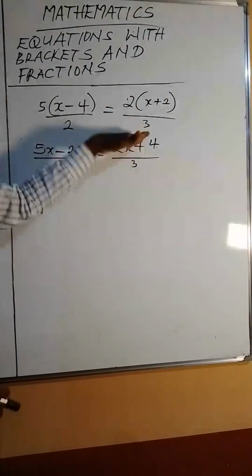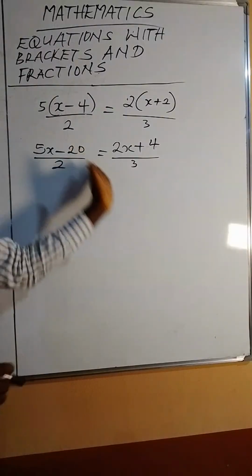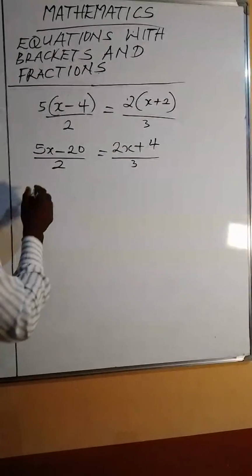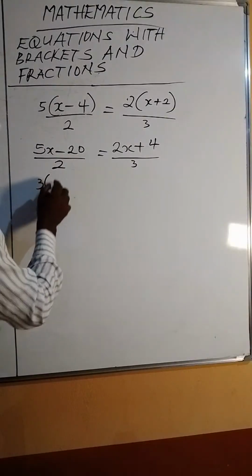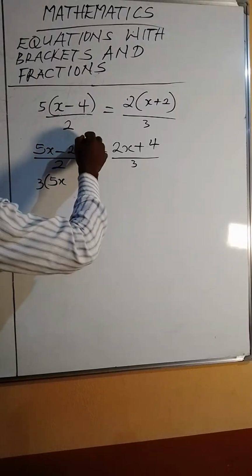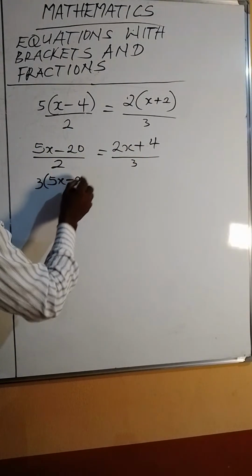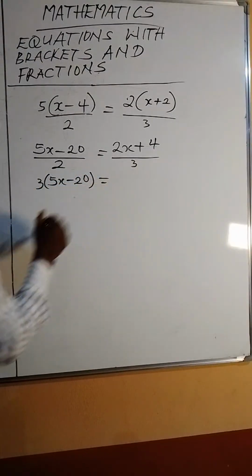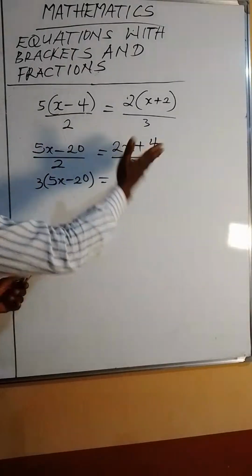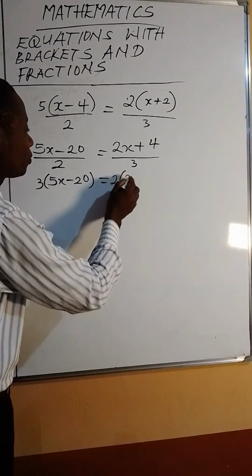Okay. Now we can do what? We can cross multiply. We just use the butterfly method. We cross multiply. So here 3 will multiply 5x minus 20. So we get our 3x. What it means is that we are cross multiplying. Okay. So we have 3x minus 20. And here it equals to 2 is going to multiply this. Remember, we are cross multiplying. Okay. 2 is going to multiply 2x plus 4.